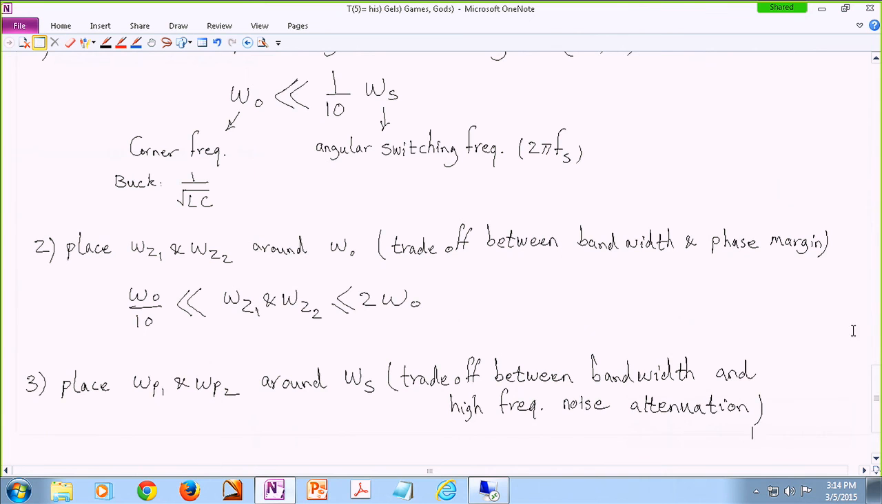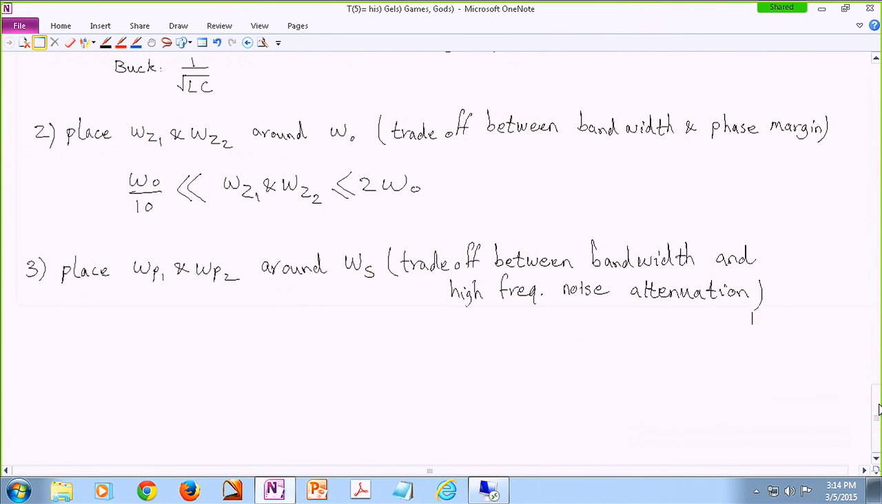Okay, so a roughly good place would be greater than the switching frequency, but not more than 10 times larger. Otherwise, they are not going to have much of an impact.